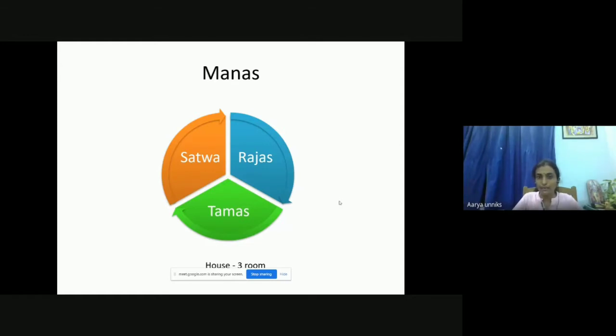So if we compare manas to a house with three rooms, we can say that sattva is one room, rajas is another room, tamas is another room, and they're very close to each other. So there are only three rooms. If we come out of one room, we naturally enter the other room. So that is how we are. If we are in a sattvic state, we can immediately shift to a rajasic state. Depending on what stimuli we get, we can change to rajasic or tamasic forms. That is how easy it is. And this is just a simile. Okay, I hope you understand.